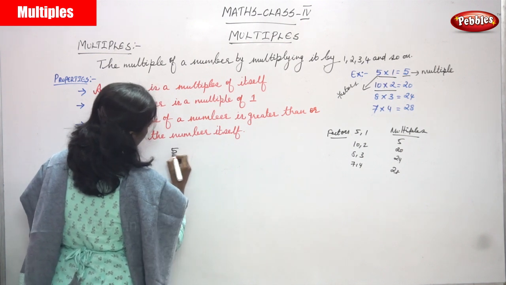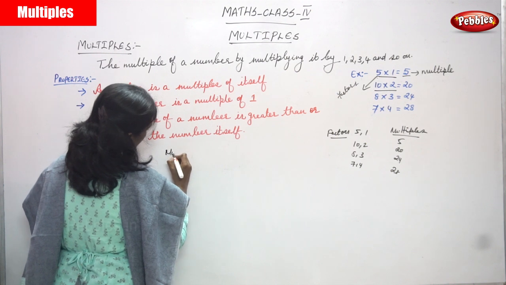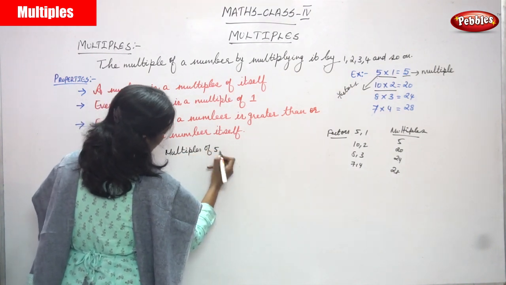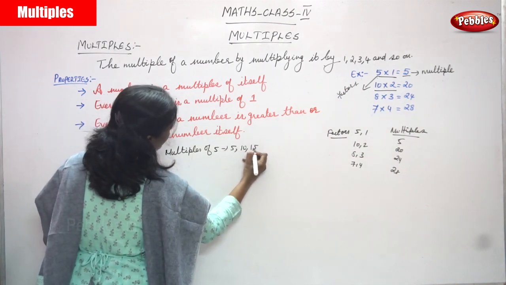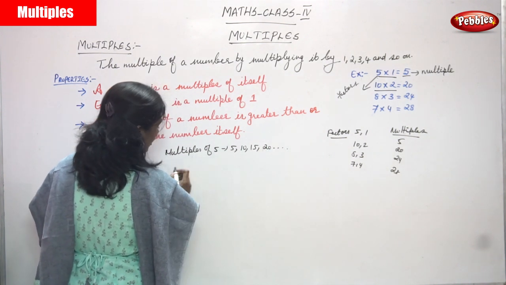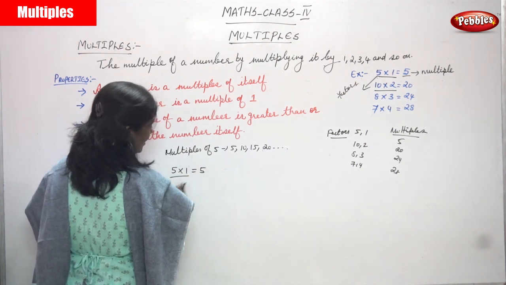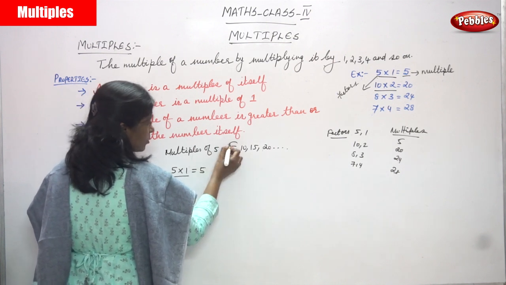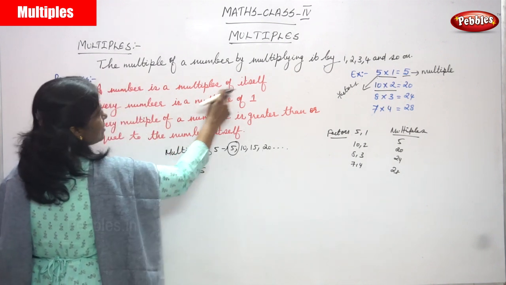So you are going to find the multiples of 5. Multiples of 5 means what you are going to write? The answer is 5, 10, 15, then 20 and so on. How can you get 5? 5 into 1 is equal to 5. I've told you these two are factors. The answer, the product, is called a multiple. So multiples of 5, what do you get? 5. You can get the same number. That is what it means, a number is a multiple of itself.